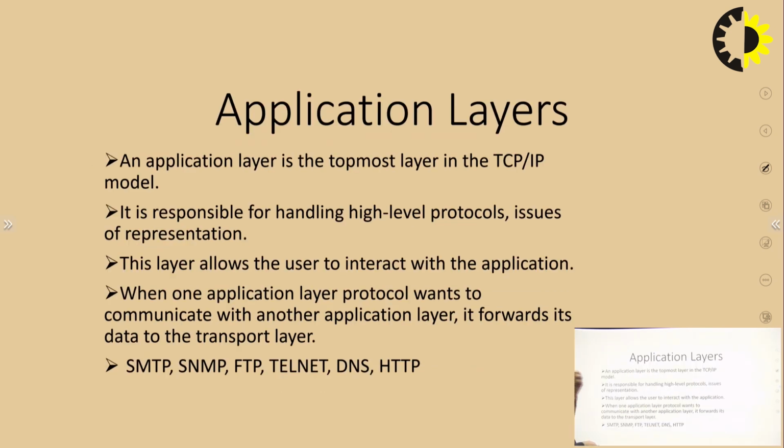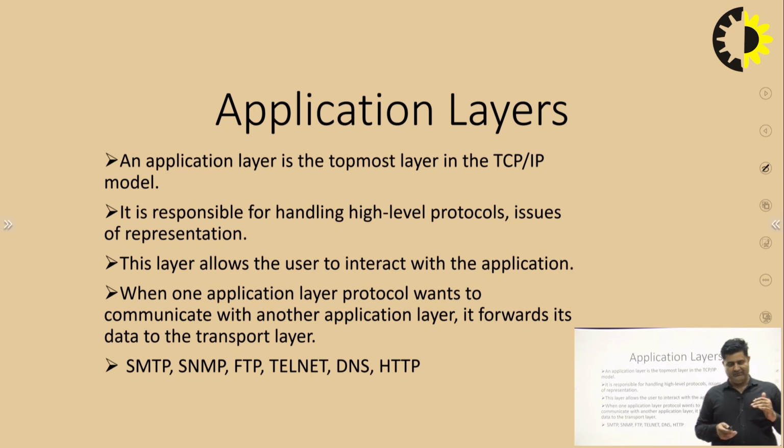Then we have the last layer, the application layer. It is the topmost layer of the TCP/IP model. Comparing the application layer of the OSI model and TCP/IP, both perform the same function. The application layer is responsible for handling high-level protocol issues and representation. It uses SMTP, SNMP, FTP, Telnet, DNS and HTTP. They all come under the application layer.